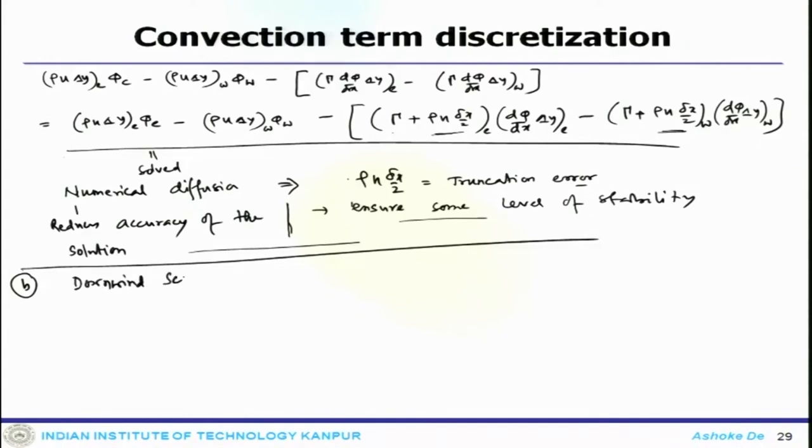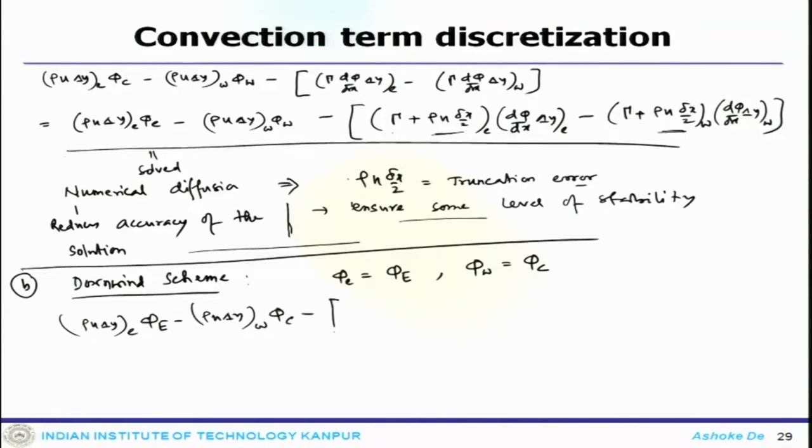Now, we look at the second case, the downwind scheme. In the downwind scheme, since it is the reverse of the upwind scheme, your phi e is now phi e and phi w is phi c. So, the discretized equation is rho u del y e phi e minus rho u del y w phi c minus gamma d phi by d x delta y east minus gamma d phi by d x delta y west, which is 0. That is our discretized equation.